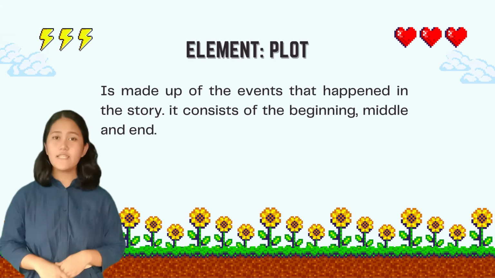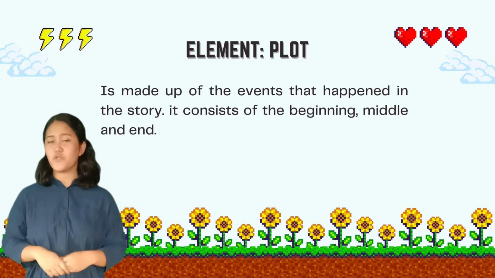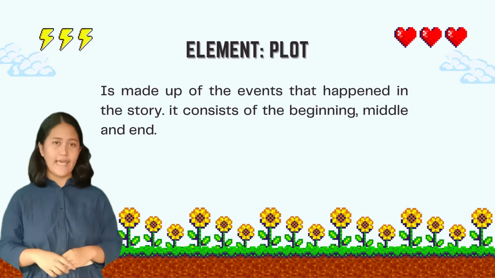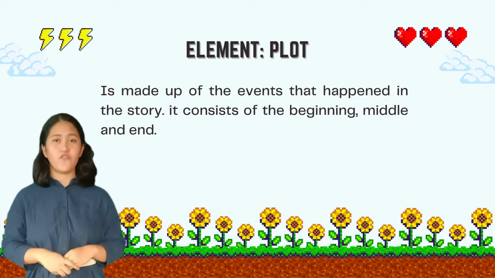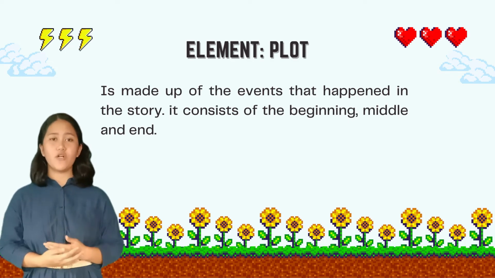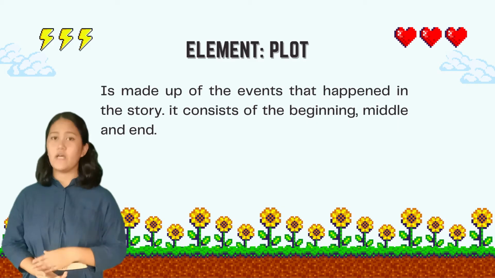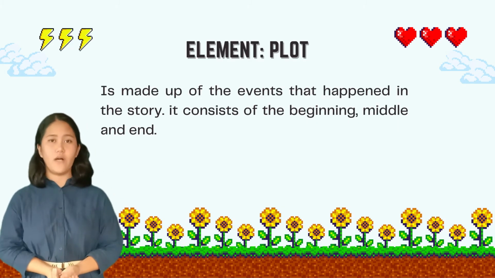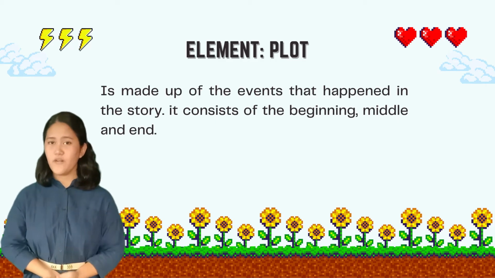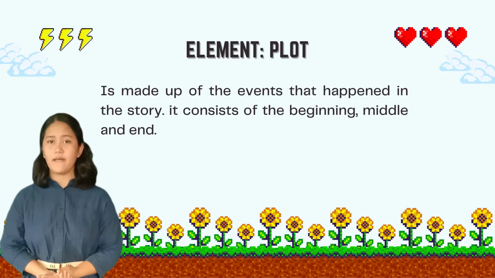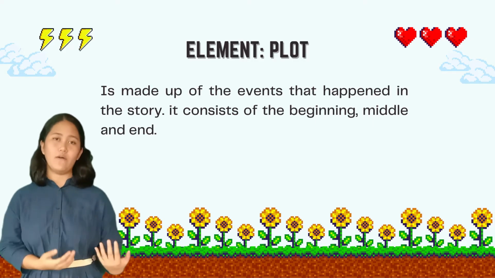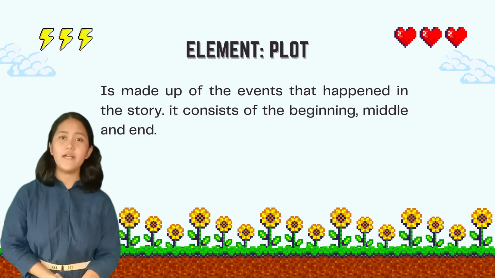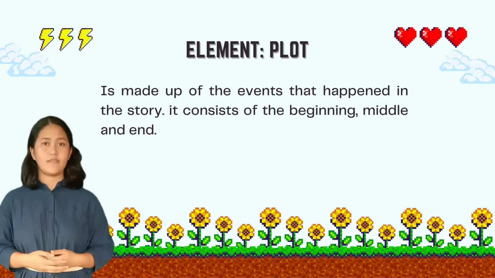Plot. Plot is made up of events that happened in the story. It consists of the beginning, middle, and end. The plot is in charge of making sure that every important part of the story is in place so that the reader can understand it and can move forward. So, an example for the plot is the story The Lion and the Mouse. Those are plot, the arrangement of the story from start, middle, and end.